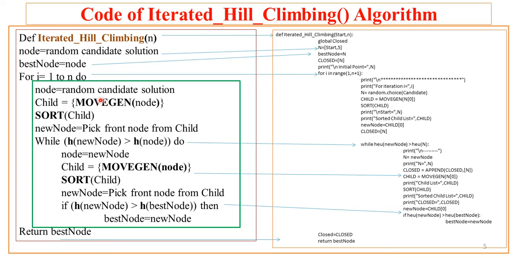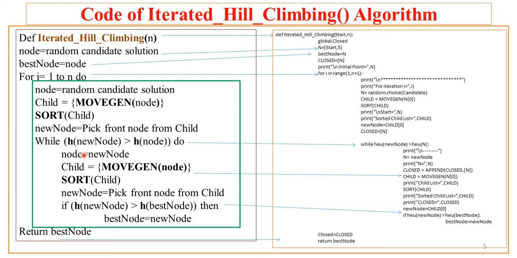Now the child of that particular randomly chosen node is found using this moveGen function. If n is our current node, then n of 0 will be the name of the node, and for that particular node we want to find the child list. So the moveGen function is called here, then that child list is sorted, as represented here. Then from that sorted child list the front node is picked and assigned to the new node. So it is done here: new node is equal to child of 0, but prior to that the child is sorted here. So let us focus here where I am pointing.